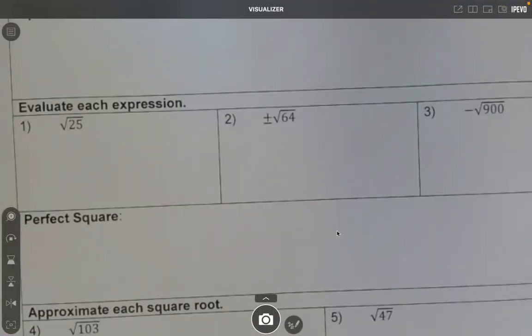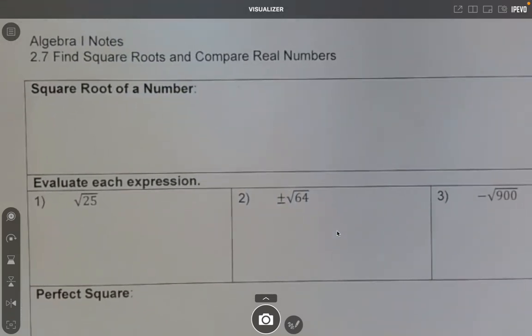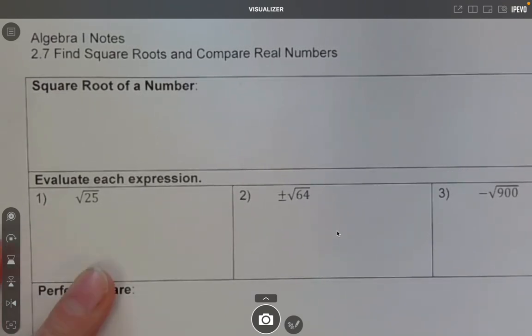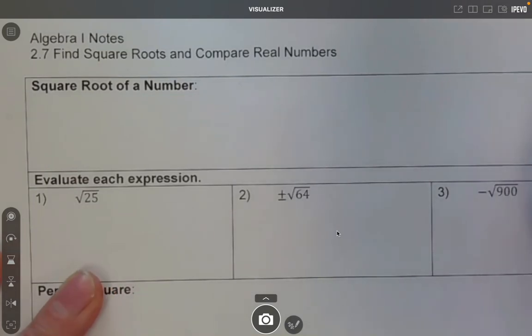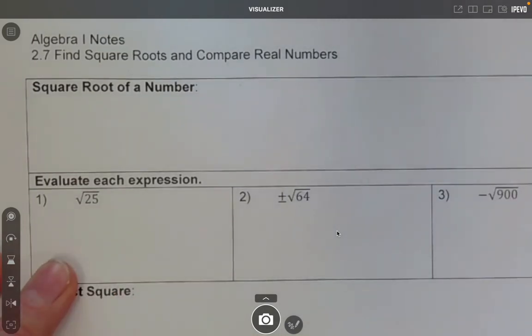Hello, class. This is our 2-7 notes that I'm just getting set up here, and they are all about square roots today. So if we are finding a square root of a number, we are trying to figure out the number that multiplies by itself to get that value. So the first thing I want to do is just look at an actual number example.